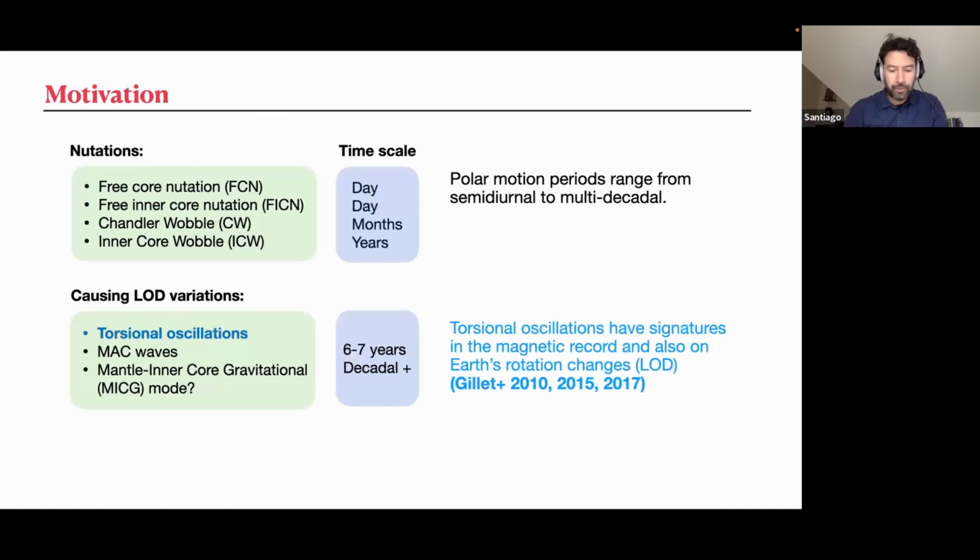Okay, so I want to keep going and give an overview of some of the Earth's eigenmodes. So we have, as I explained earlier, these four rotational eigenmodes, with the time scales as measured in the terrestrial or mantle frame. The FCN and the FICN are diurnal. The Chandler wobble and the inner core wobble are much longer in period. And these three sets of eigenmodes, the torsional oscillations, Mach waves, and the MICG mode that is related to the gravitationally coupled inner core, have very long periods, and they are probably present in the length of day variations as measured from the VLBI data.